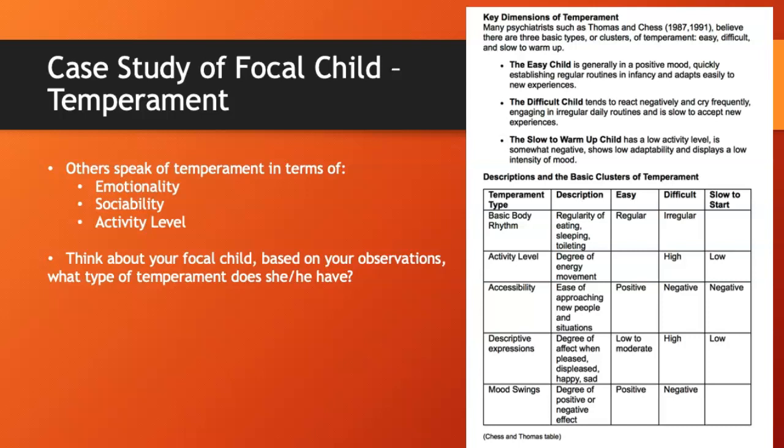So if we look at this chart here, this table here on the right, we see that there are other descriptors that we could use to talk about temperament, because other authors also talk about emotionality, sociability, and activity levels as aspects to take into account to be able to identify temperament. So here in this table, you see that these are all different criteria that can be used, and this is the description of what each of those criteria signify. And then a child with an easy temperament or a difficult temperament or a slow to start temperament would react in these ways that are highlighted here in each of these situations.